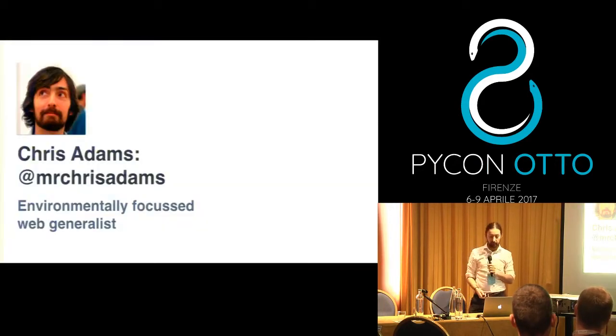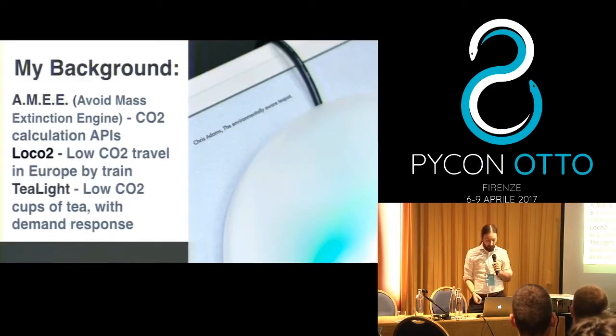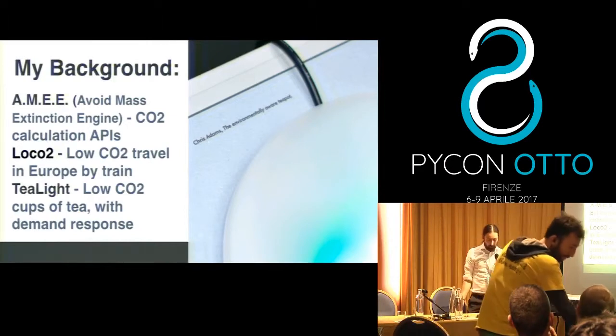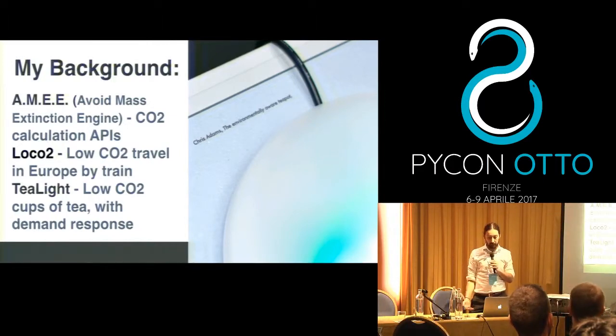Now, my name is Chris Adams. I'm Mr. Chris Adams online, pretty much everywhere. I've ended up calling myself an environmentally focused web generalist, largely because I've been working in a number of different fields over the last 10 years of my life as a professional developer, techie person. I started out programming in Django in 2008, but I've worked as a designer, a system administrator, a product manager, a user experience consultant, a user researcher, and a Ruby on Rails developer, and a Drupal developer, and a WordPress developer. So I've worked in various roles, and most of the time, I've been working on environmentally minded projects.